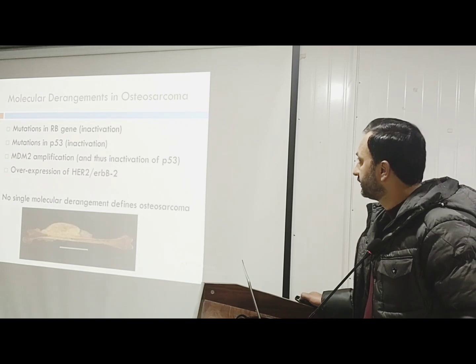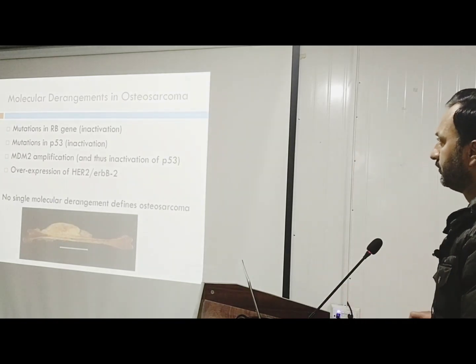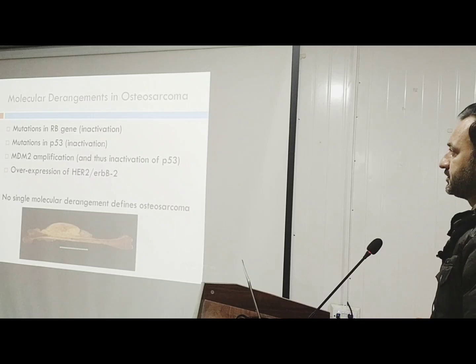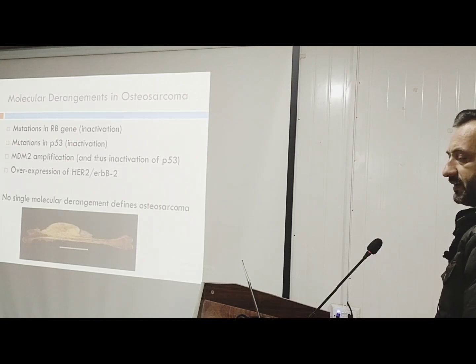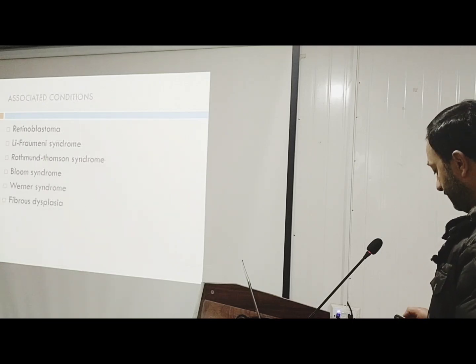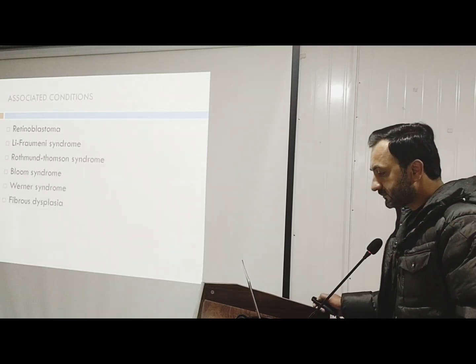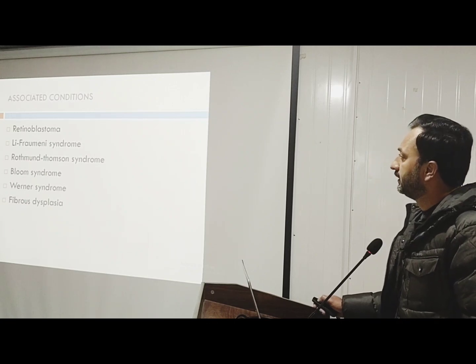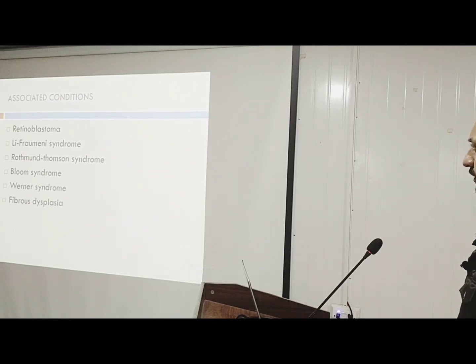Molecular derangements in osteosarcoma: mutations in the RB gene, the retinoblastoma gene, mutation in the P53 gene, and MDM2 implications, or expression of HER2 and ERBB2, but still no single molecular derangement defines osteosarcoma. The pathophysiology is still unclear. Associated conditions: it could be associated with retinoblastoma, Li-Fraumeni syndrome, Rothmund-Thomson syndrome, Bloom syndrome, Werner syndrome, and fibrous dysplasia.